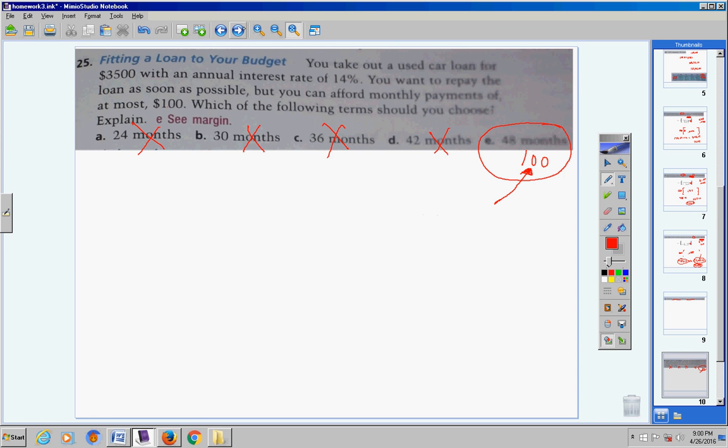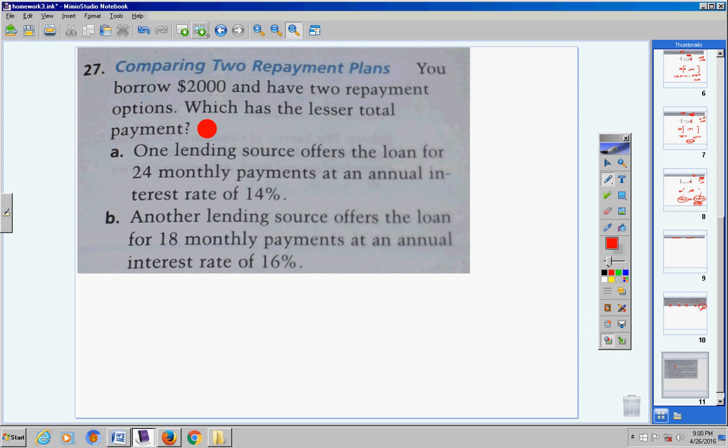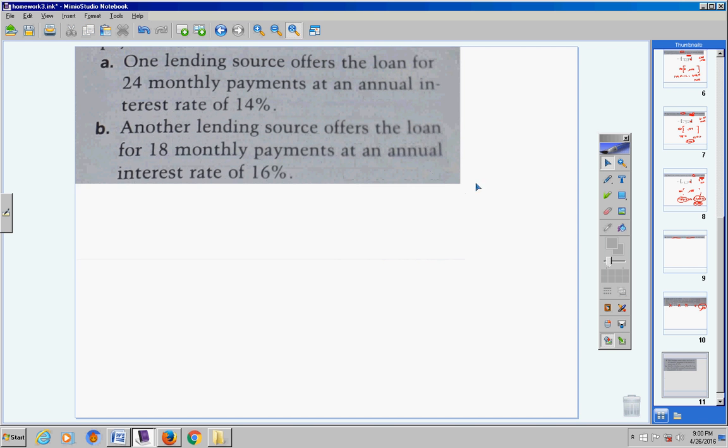Alright. Moving on to 27 now. You borrow 2,000. You have two repayment options. Which one has the lesser total payment? Well, I'm going to tell you right now it's going to be B. But let's check it out real quick and see. Here we go. We're borrowing $2,000. Let's see which one has the lesser total payment.